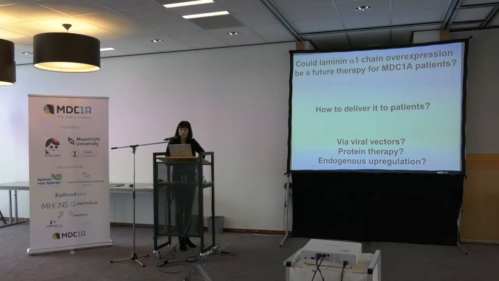And the question is, can we use viral vectors? Probably not at the moment, because very few of the viral vectors can accommodate large genes such as laminins. They are extremely large. So at the moment there are no good viral vectors. But protein therapy, for example, could be an approach, and I will show you that soon, and also endogenous upregulation.